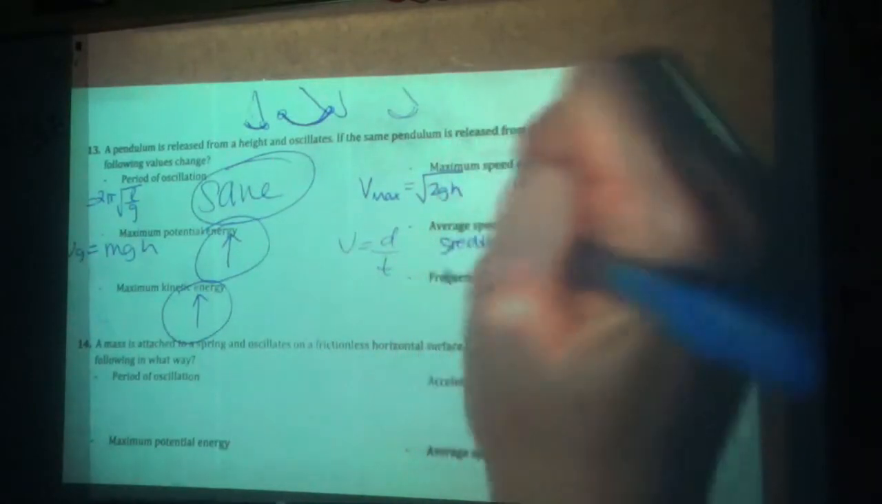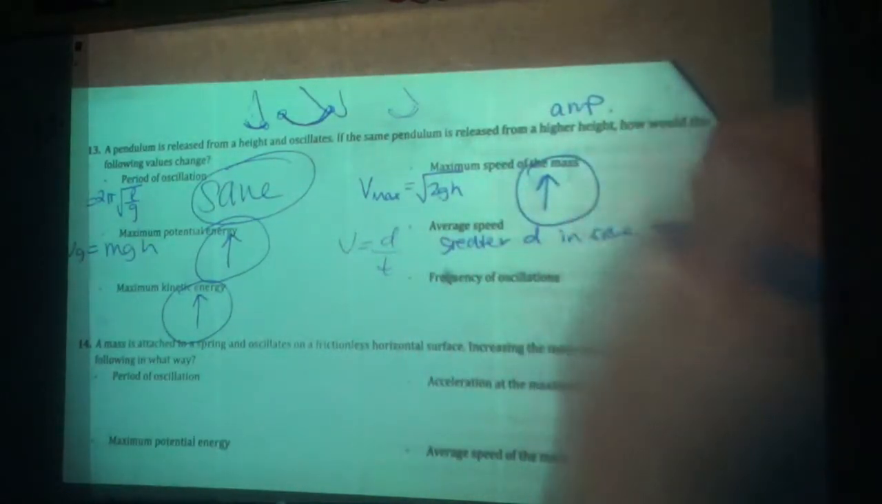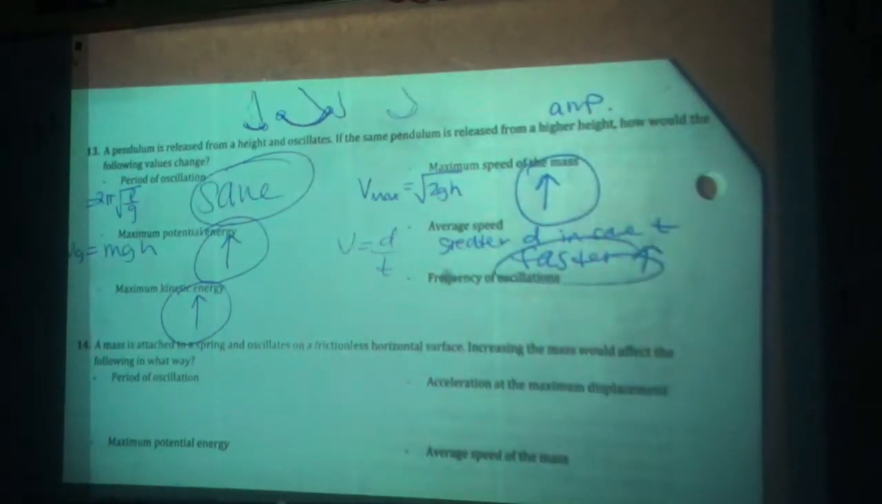Okay, this is my pendulum, and it goes from here to here, so it goes this distance. If I release it from a higher height, then it's going to go to a higher height over here, so it's going to travel a greater distance in that same time. So if you have a greater distance in the same amount of time, that means it's going faster, so your average speed has increased. And then your frequency. Again, frequency is 1 over period. If period doesn't change, frequency can't change, so this stays the same.